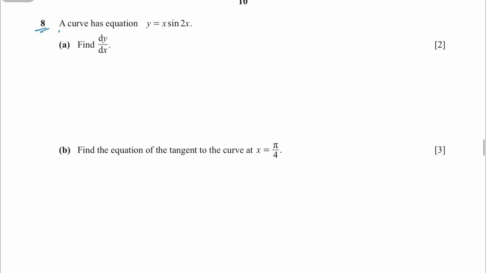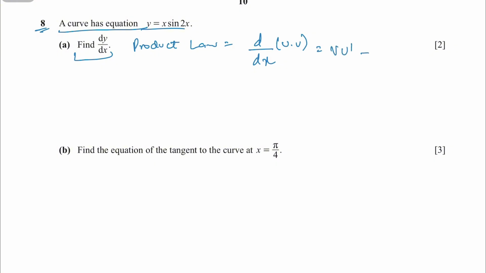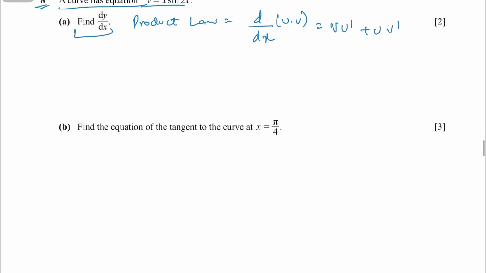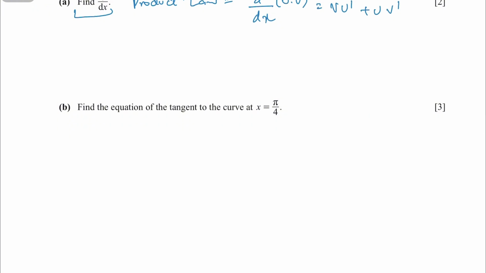Now moving on to question 8, where a curve has equation y equals x plus x sine 2x. We need to find dy/dx. We'll be using the product rule, which means when two functions u and v are multiplied, we get the answer as v u' plus u v'. We have our u as x and we have our v as sine 2x. So we'll write our answer as sine 2x into 1 plus 2x cos 2x.